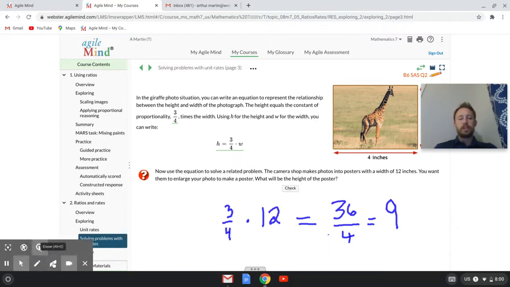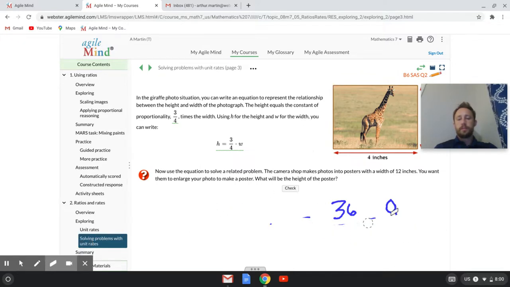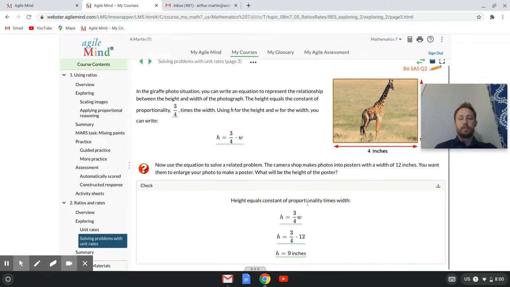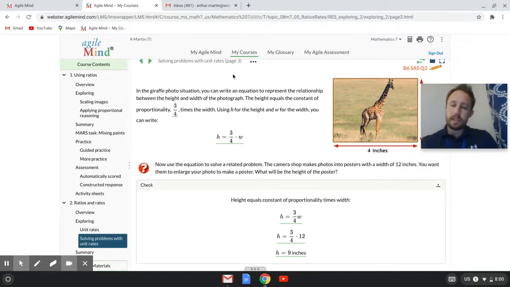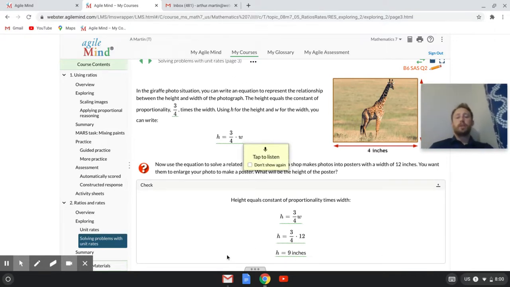So let's check our answer and see if they did it the same way that we did. All right, so looking at this, it says the height equals constant of proportionality times the width. So they did 3/4 times 12, and they got 9 inches. And that is exactly what we did.